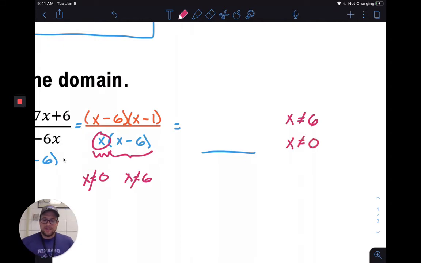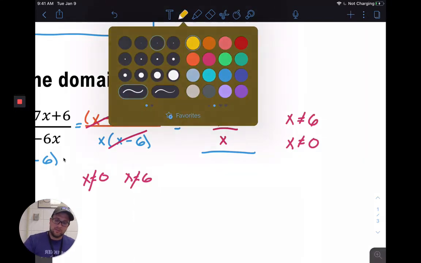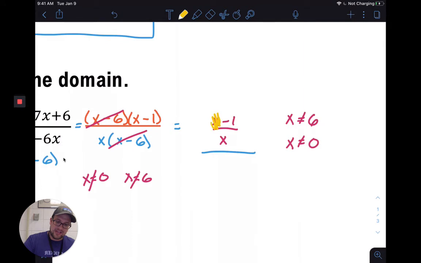Once I've restricted my domain, then I'm allowed to come over here and cancel. Looking at the top and the bottom, they both had an x minus 6. Those are going to disappear. So I will be left with x minus 1 over x. The biggest mistake people make right now, ladies and gentlemen, is they come over here and think to themselves, let's cancel these x's.